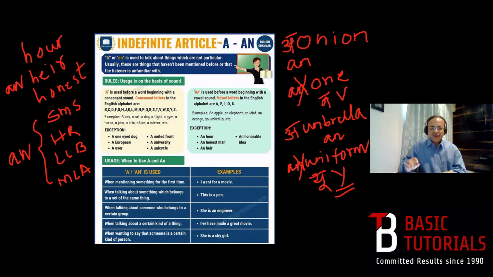Let's go to the examples which they have given. A is used when mentioning something for the first time. I went for a movie. When talking about something which belongs to a set of the same thing, this is a pen. When talking about someone who belongs to a certain group, she is an engineer. When talking about a certain kind of thing, I have made a great movie. When wanting to say that someone is a certain kind of person, she is a shy girl.